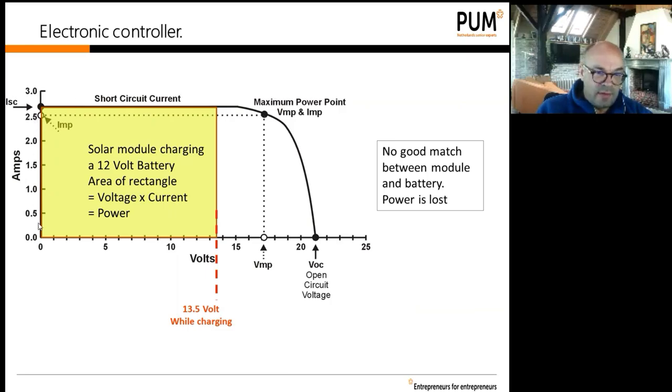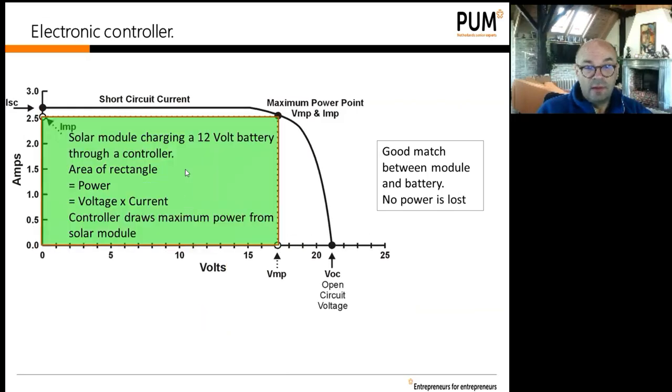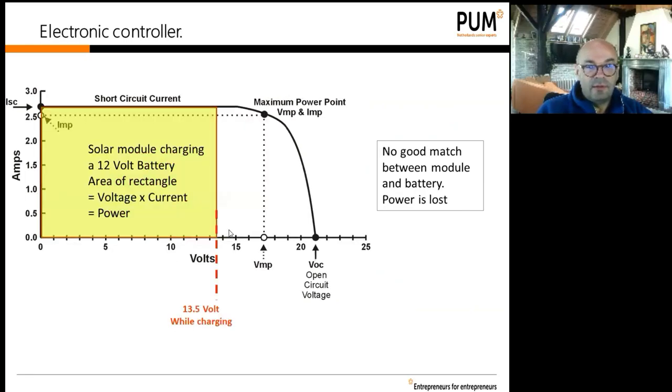So if you take this rectangle, that's the amount of energy, so voltage, this one, times current, this one, is the amount of power. It's not a very good electronic controller. If you take this one, you have lower current, higher voltage, and this rectangle, the output, is larger than this one.